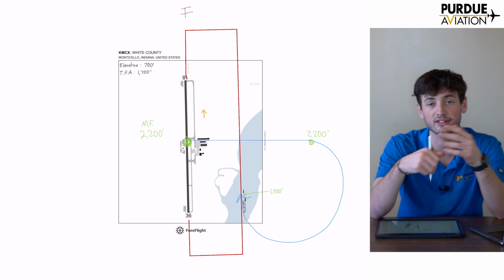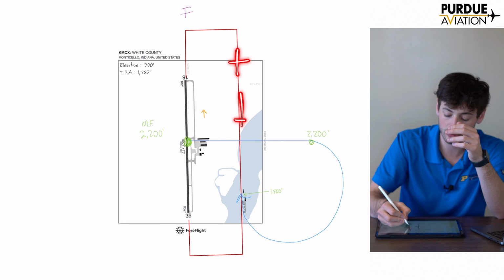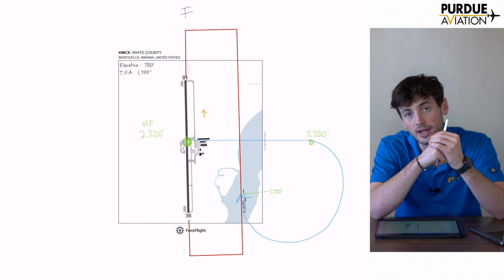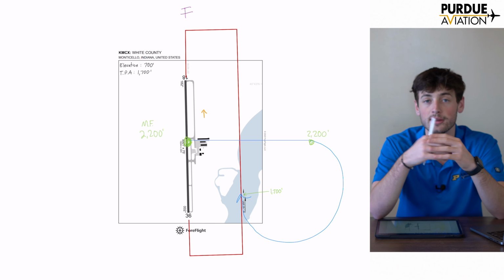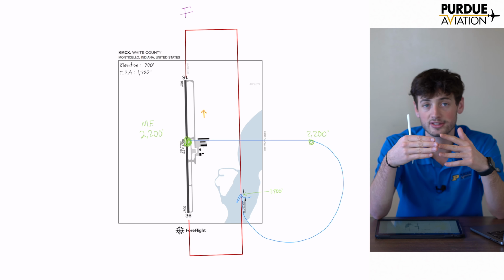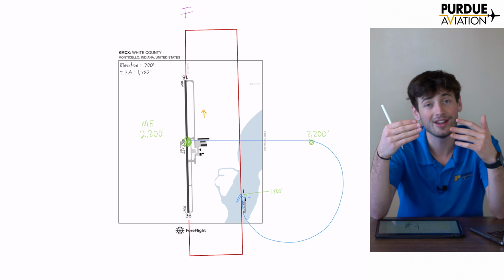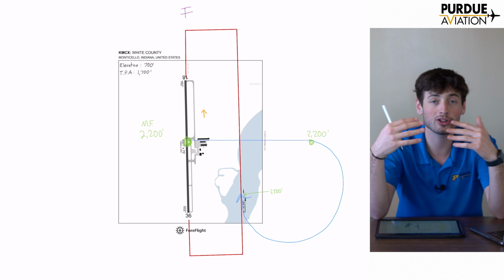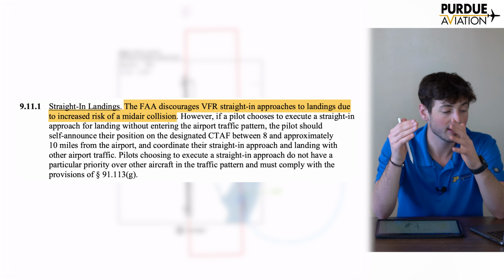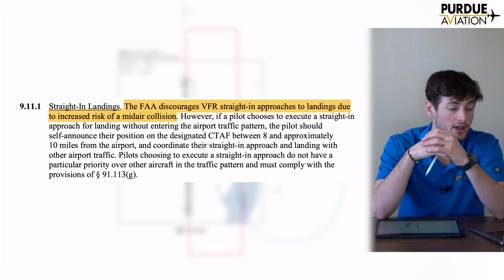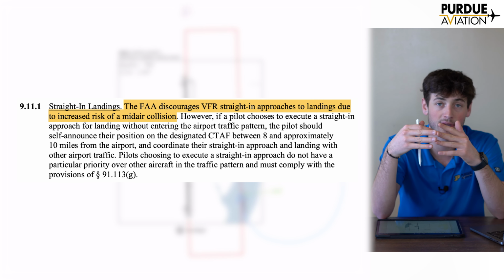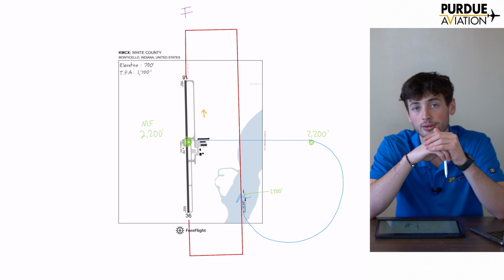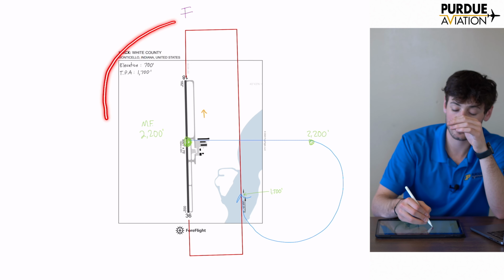Why try and squeeze yourself into a pattern if there's 1, 2, 3, 4 planes already in the pattern and they're coming in, and then you try and squeeze yourself in between them, right? That is causing a mid-air collision. That is not what you want to have. So if you're coming in, I highly recommend not to do a straight-in final. Not just myself, but the FAA discourages VFR straight-in approaches to landings due to increased risk of mid-air collision because of this reasoning.